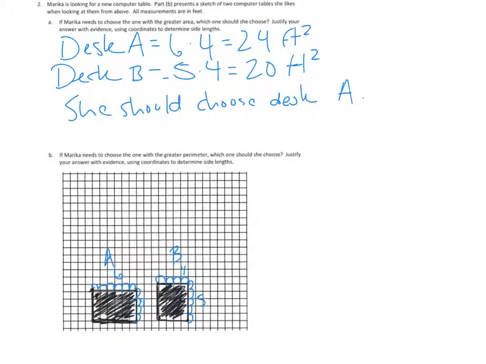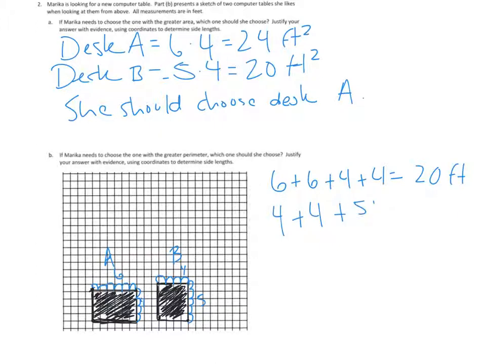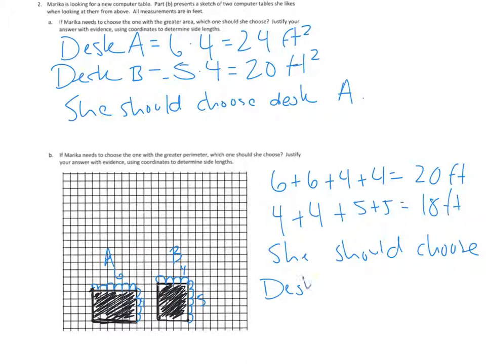Part B wants you to count perimeter. So you take all your sides, so 6 plus 6 plus 4 plus 4, that's for desk A, would give you 6, 12, 16, 20 feet. For desk B, you would do 4 plus 4 plus 5 plus 5. You get 18 feet. So she should choose desk A.